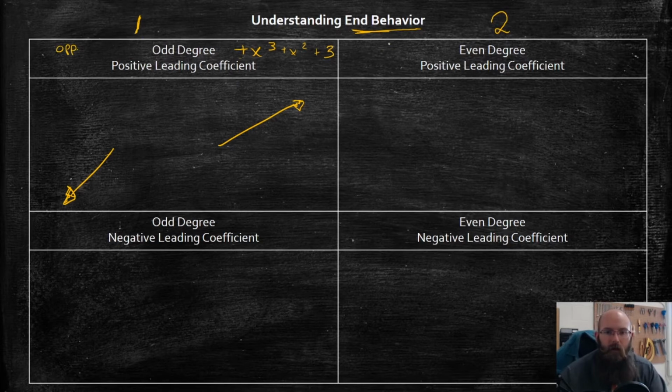Even degree, they're going in the same direction. So let's look at this even degree positive leading coefficient. So that's something like x to the 4th plus 3x squared plus x, something like that. So even degree, because my largest exponent's a 4, positive leading coefficient, let's throw a plus 4 in front of it. So that means that I have an even degree and a positive leading coefficient. Both of my sides are going to go up. And this is just like a parabola. Remember, a parabola falls under this set of rules. So like x squared equals y.